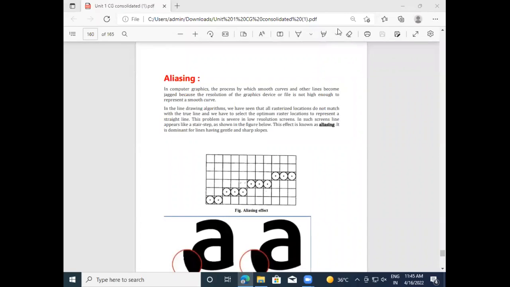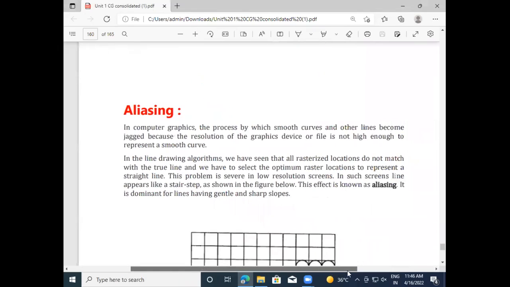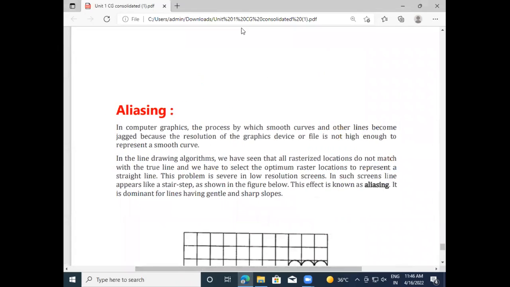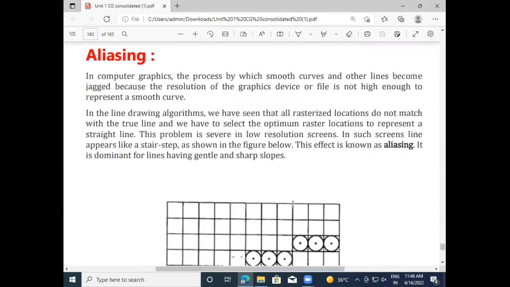I am going to give you a presentation on aliasing and anti-aliasing. What are the basic differences between aliasing and anti-aliasing? That we are going to see first. So what exactly is aliasing? Aliasing is the effect shown on the computer screen whenever we are drawing some kinds of lines or circles.